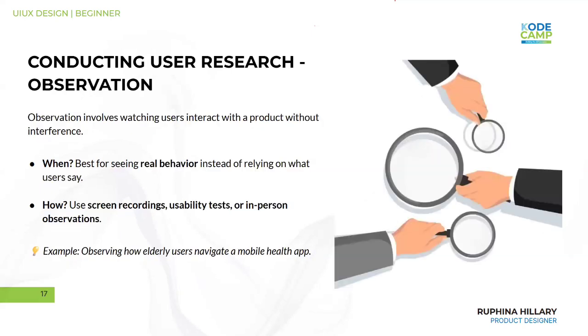Then the last one is observation. So observation involves watching users interact with the product without interference. So when do we observe? Observation is best for seeing real behavior instead of relying on what users say. How do we observe? By using screen recordings, usability tests, or in-person observations.